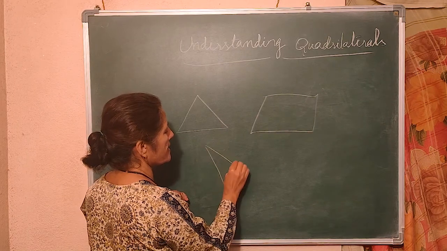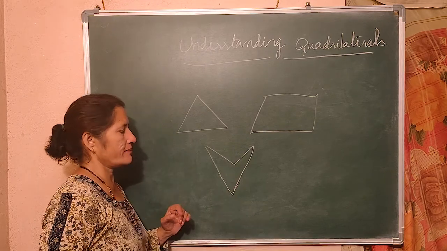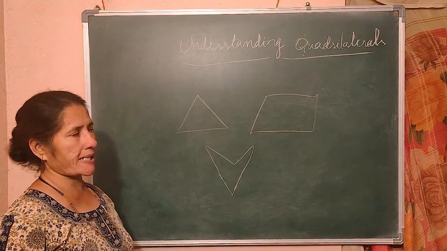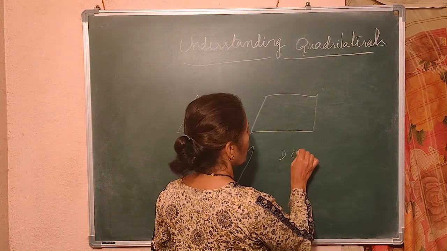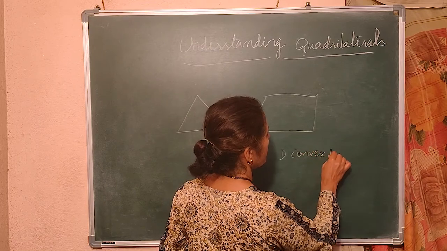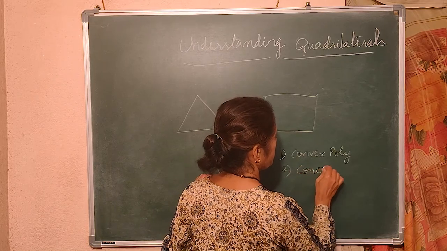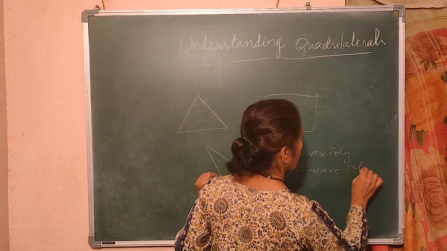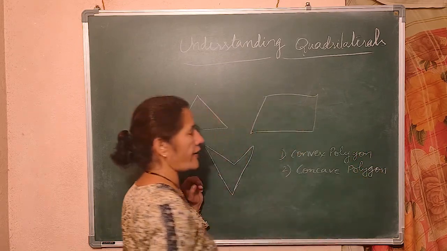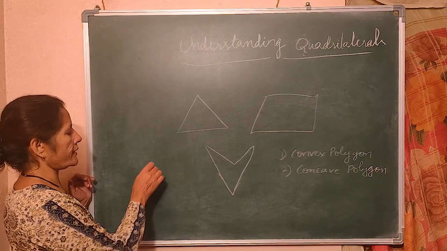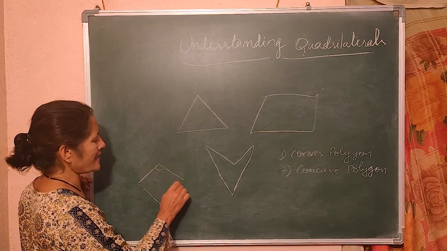My question is, is this a polygon? Yes, this is also a polygon. This is a polygon having four sides. So there are two types of polygons. One is a convex polygon and the second type is a concave polygon. What is convex? In the convex polygon, all the interior angles are less than 180.